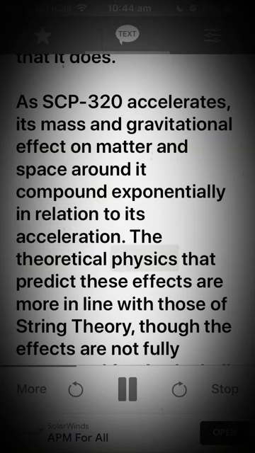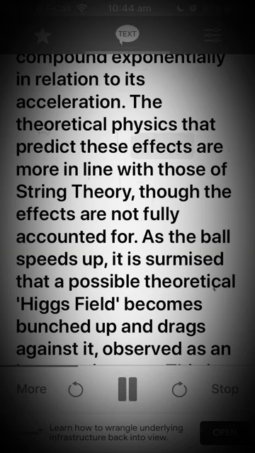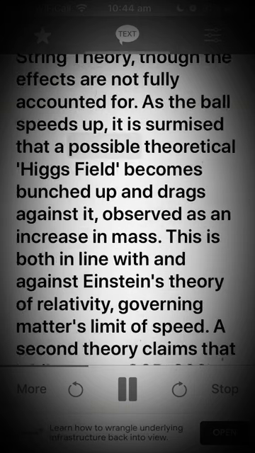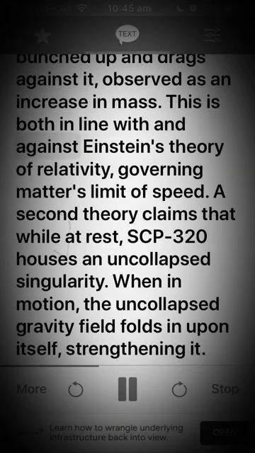The theoretical physics that predict these effects are more in line with those of string theory, though the effects are not fully accounted for. As the ball speeds up, it is surmised that a possible theoretical Higgs field becomes bunched up and drags against it, observed as an increase in mass. This is both in line with and against Einstein's theory of relativity, governing matter's limit of speed.